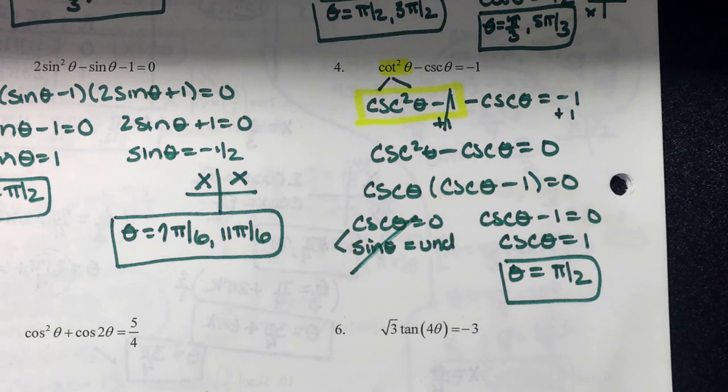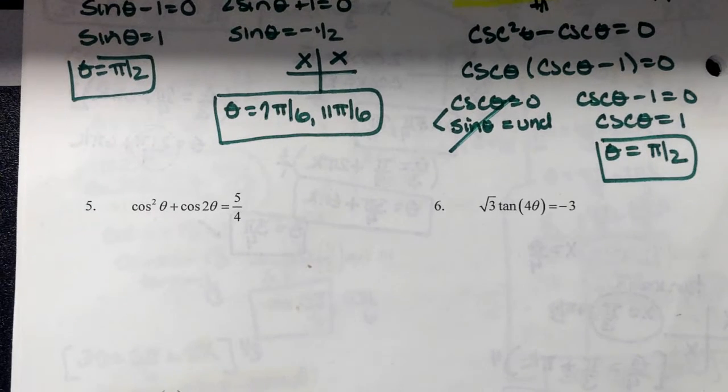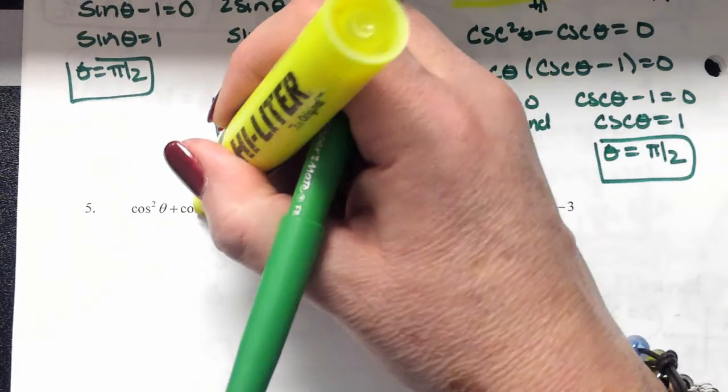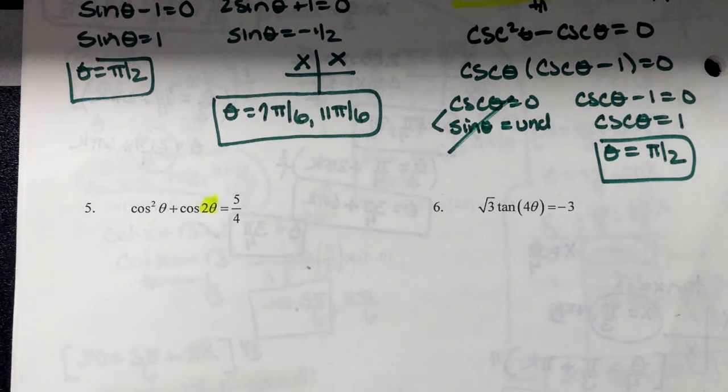Now let's take a look at number 5. Well, number 5, I do have just one trig function, a cosine. But the problem is, I've got this cosine of 2 theta. Would the multiple angle work? No, because you have that cosine squared. But what can you do with this cosine 2 theta? What trig identity substitution can we do?